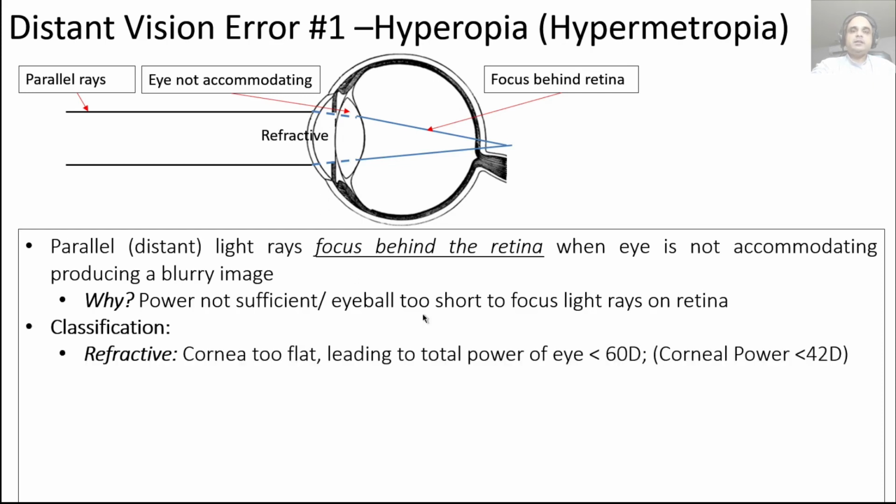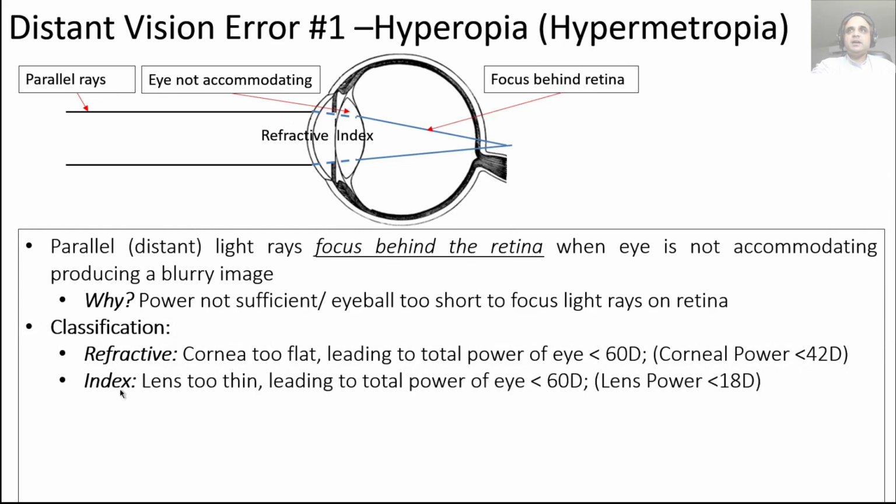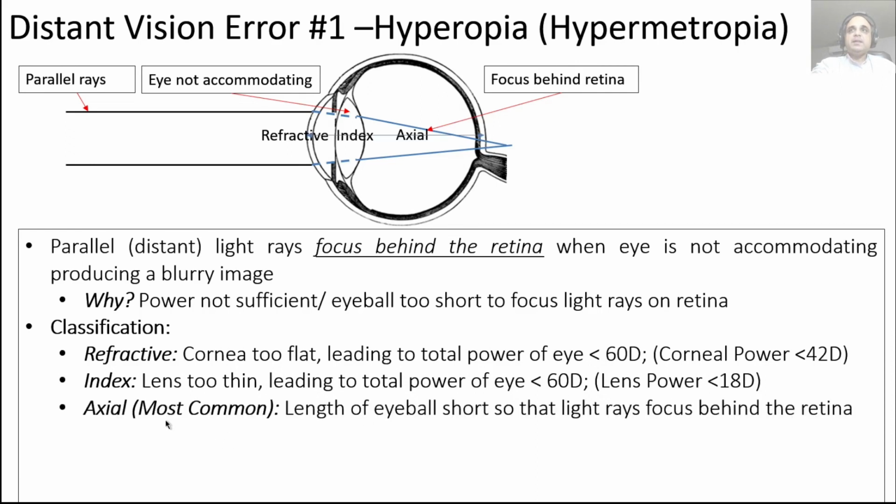in which the cornea is too flat, the power of the cornea is less than 42, so the total power of the eye is less than 60. It can also be index, where the lens is too thin and the power of the eye is again less than 60. In this case, it's because the power of the lens is less than 18. It can be axial, which is also the most common cause of hypermetropia, in which the length of the eyeball is too short so that the light rays focus behind the retina. The power of 60 diopters is not enough to focus the light onto the retina.